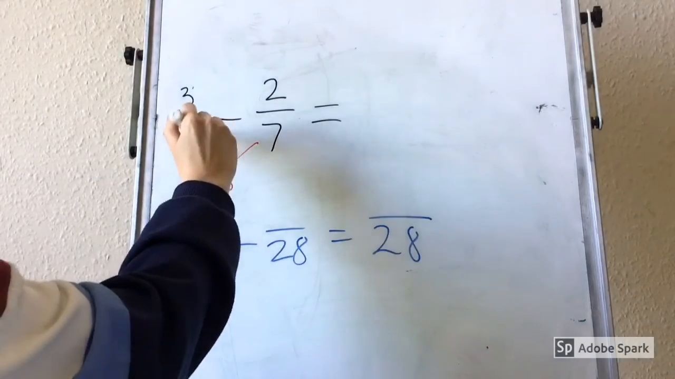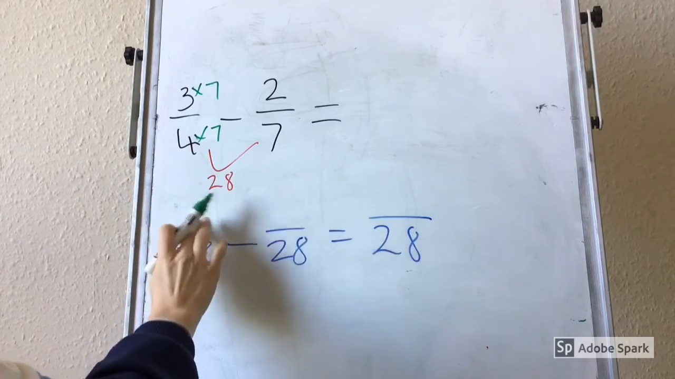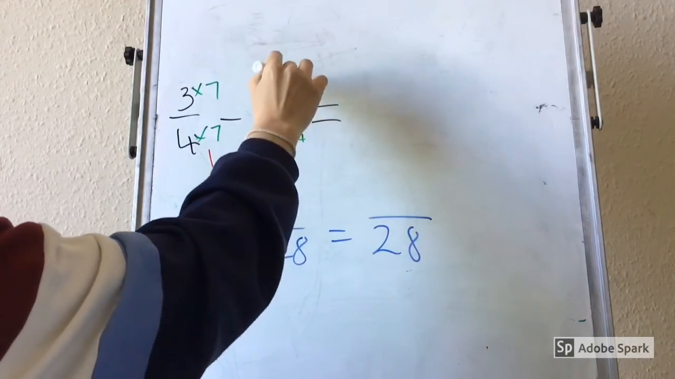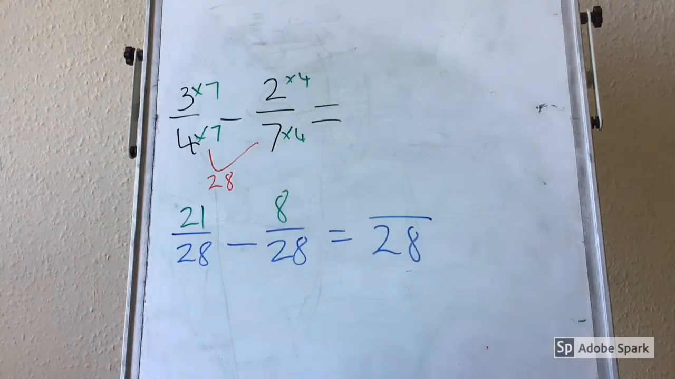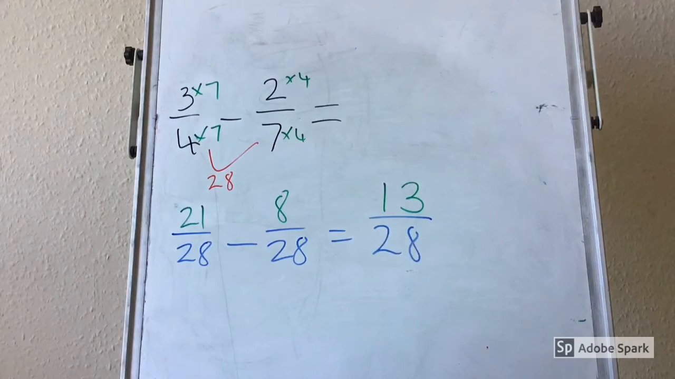Using my common denominator of 28, I've needed to times my 4 by 7, so I need to times my 3 by 7, and this makes 21. I've timesed my 7 by 4, so I need to times my 2 by 4, and this makes 8. And then I need to do 21, take away 8, and this makes 13. So well done if you got 13 over 28.